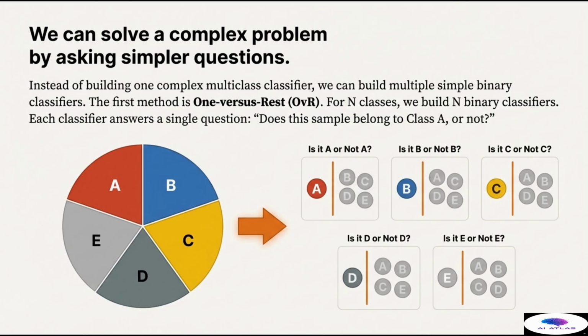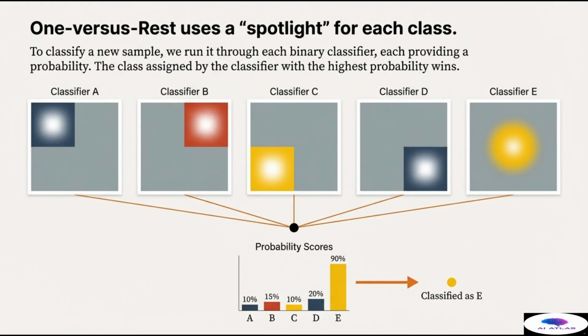This approach dramatically simplifies the learning task for each individual classifier, transforming one difficult multi-class problem into n easy binary problems. Once trained, these individual classifiers work together to determine the final class. When we want to classify a new sample using the one versus rest approach, we run that single input data point through every binary classifier we built.